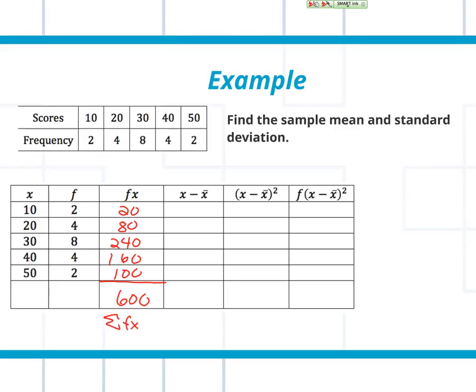Now that was what we used for finding our mean. Remember our mean, that's X bar, was the sum over the total amount of values. Well, I have to add up my frequency column to get the total amount of values. So when I add these all up, I get 20. So that is n. So I end up with my mean being 600 divided by 20. So that is 30. So the average score on this test is 30.